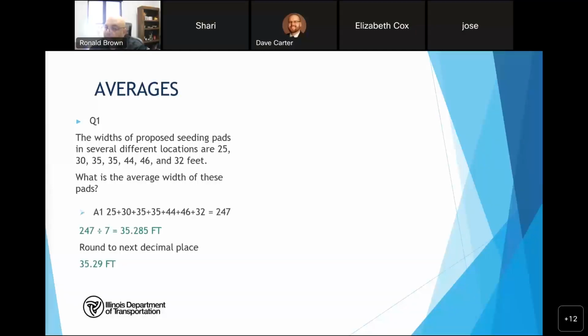We would add all those numbers together, which equals 247. Have 7 different locations, so you would divide 247 by 7 locations. So your average width is 35.285. If you want to round to the next decimal, that'd be 35.29 feet wide as an average width.